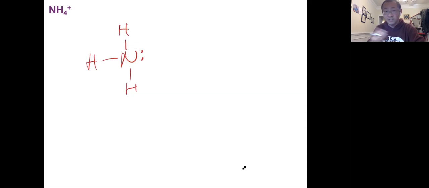Now let me draw the structure of NH3 here. N, H, H, H, and there's a lone pair of electrons. This is NH3. Nitrogen satisfies the octet rule, with 8 valence electrons around it. You can see that it's 8: 2, 2, 2, and 2. Now, if a hydrogen plus comes close.